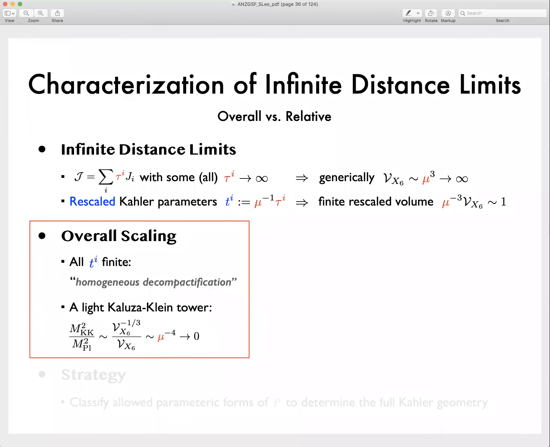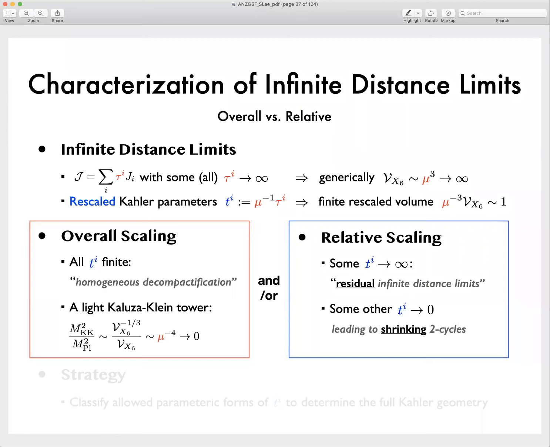So now the simplest case arises when all these rescaled t i's are finite. This amounts to just a homogeneous decompactification, because it's all about just an overall scaling. Obviously, a light KK tower arises in this case. In general, however, such an overall scaling can be accompanied by a relative scaling. This is a residual limit where some of these t i's are large.